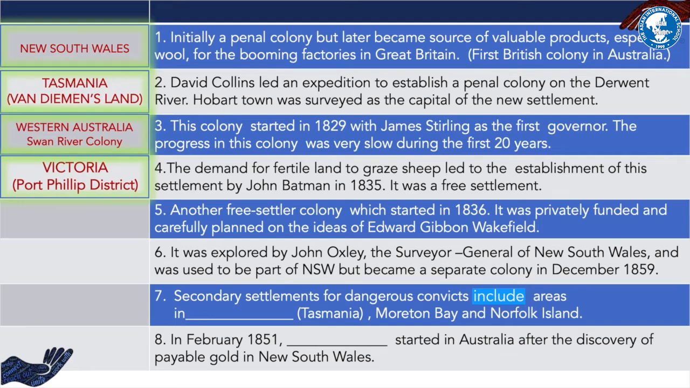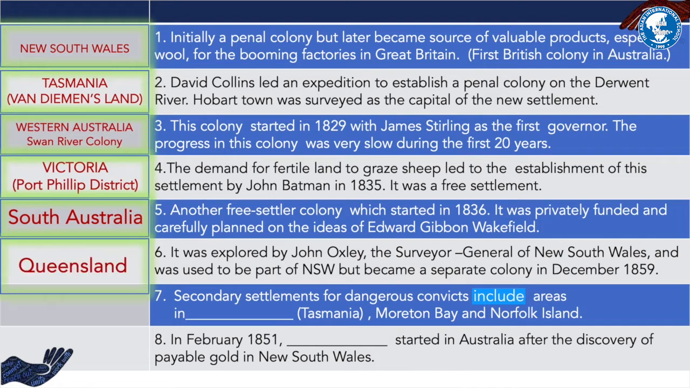And number 5, it's another free settler colony which started in 1836, and it was privately funded and carefully planned on the ideas of Edward Gibbon Wakefield. The correct answer is, that's South Australia. And number 6, it was explored by John Oxley and used to be part of New South Wales, but became a separate colony in December 1859. The correct answer is, okay, Queensland.